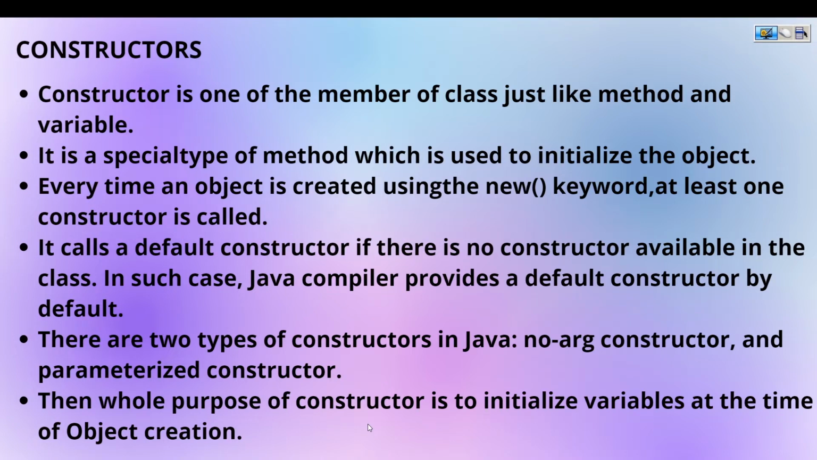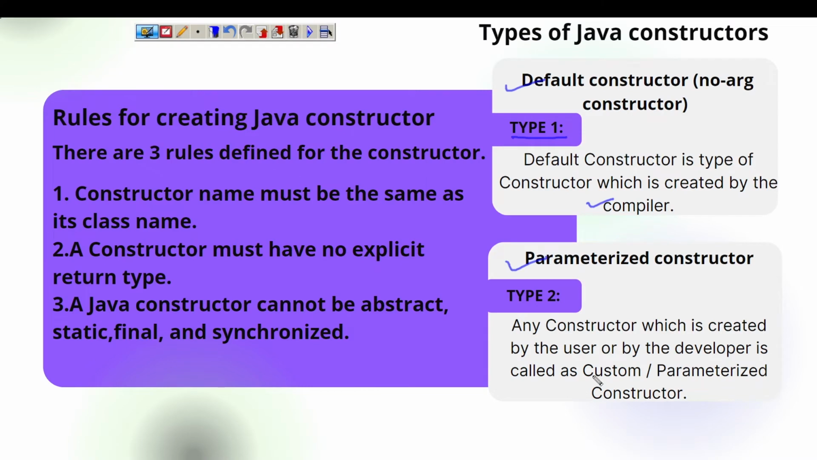Types of Java constructors. The first type is the default constructor and the second type is the parameterized constructor. Default constructor is a type of constructor which is created by the compiler. So now we understood the default constructor. It is created on its own by the compiler whenever the class is created. Second one is the parameterized constructor. Any constructor which is created by the user or by the developer is called a parameterized constructor.